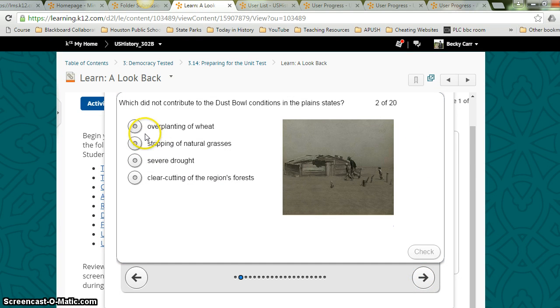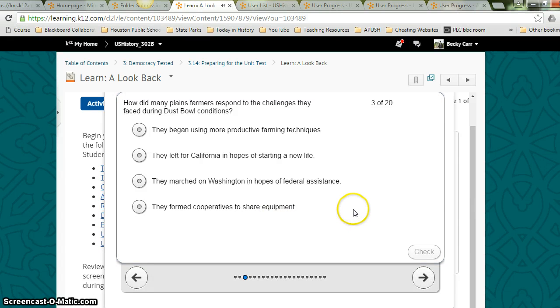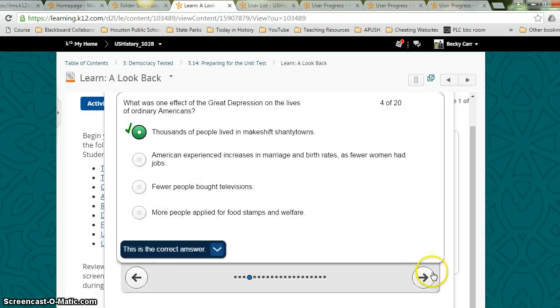So we're going through these questions. Which should not contribute to the Dust Bowl? Conditions on the plains. Yeah, there were no forests, so that one wouldn't belong. How did many plains farmers respond to the challenges? Many of them left for California to start a new life. That would be called the Okies. One of the effects of the Great Depression on the lives of ordinary Americans. Okay, so continuing on.